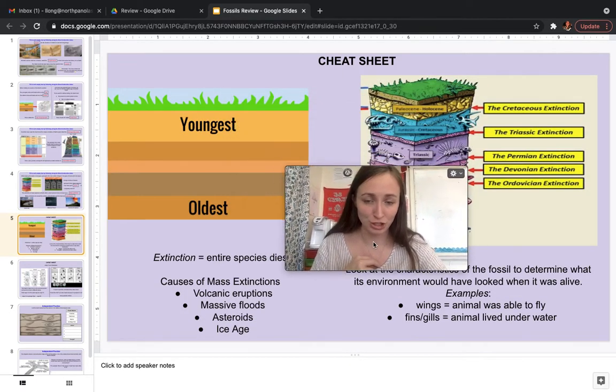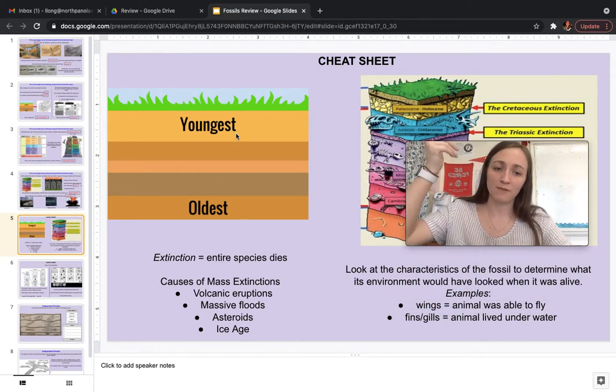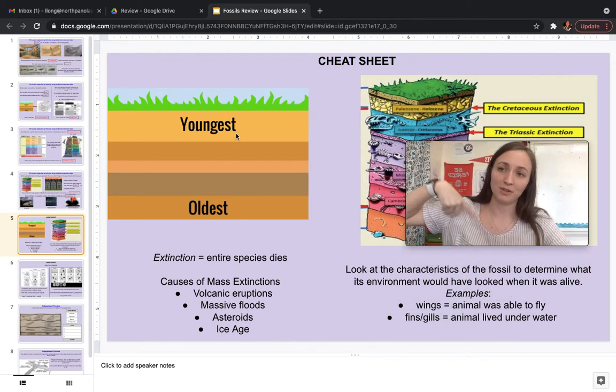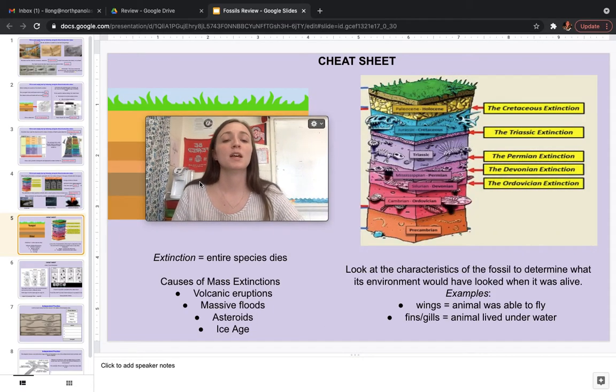Here is your cheat sheet. Not much on this cheat sheet either, but just a reminder that the youngest fossils are at the top, the oldest fossils and rocks are at the bottom. A reminder of what it means for a species to go extinct and what can cause an actual mass extinction. Here is just an example of the timeline or time periods that you see different extinctions.